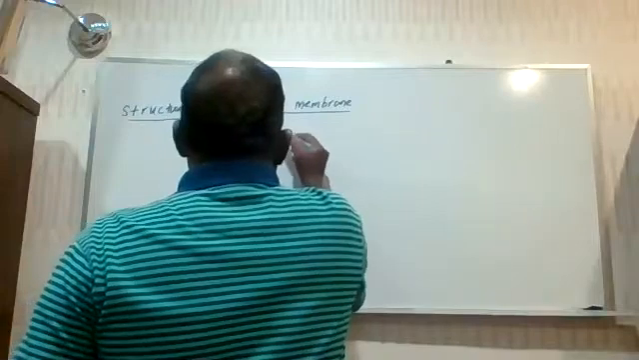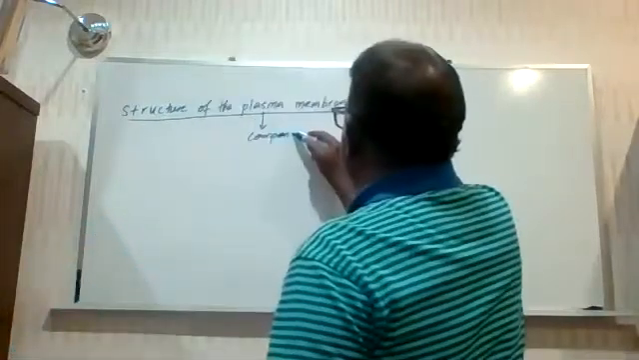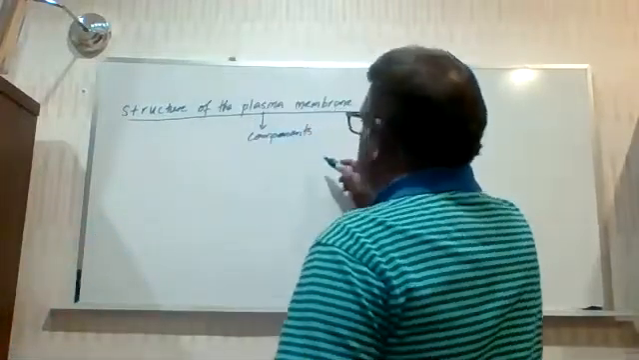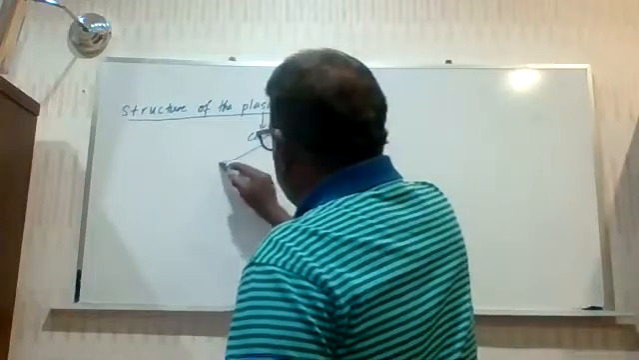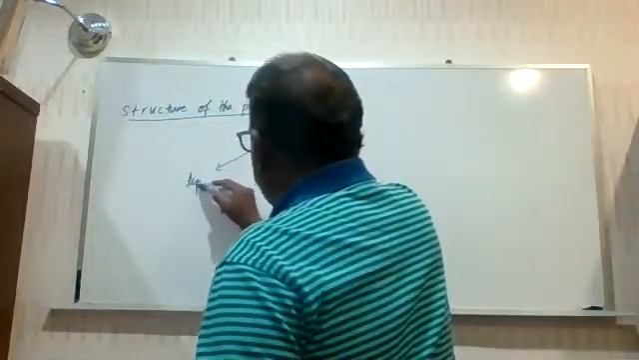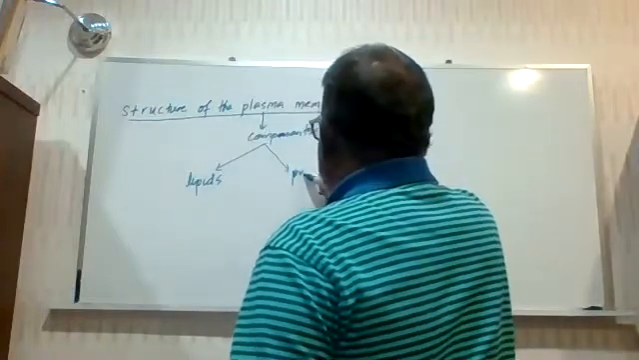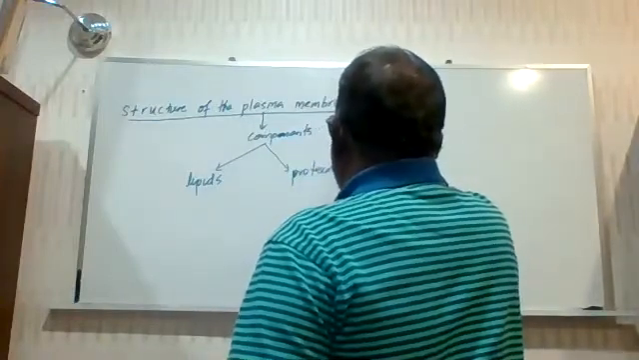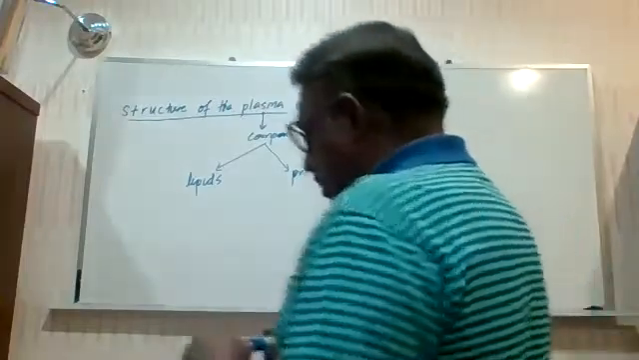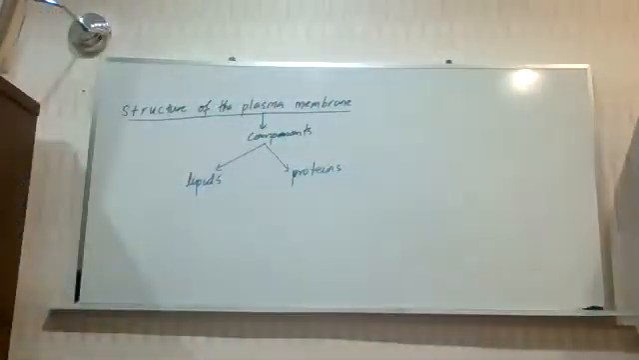So the two major components of the plasma membrane are, number one, lipids, and number two, proteins. Okay, so we have lipids, we have proteins. Now, is that enough?